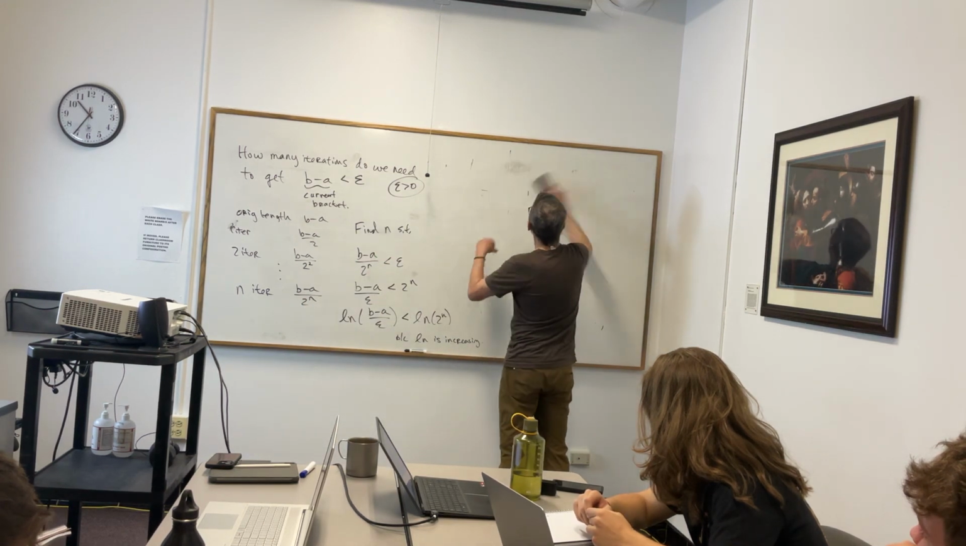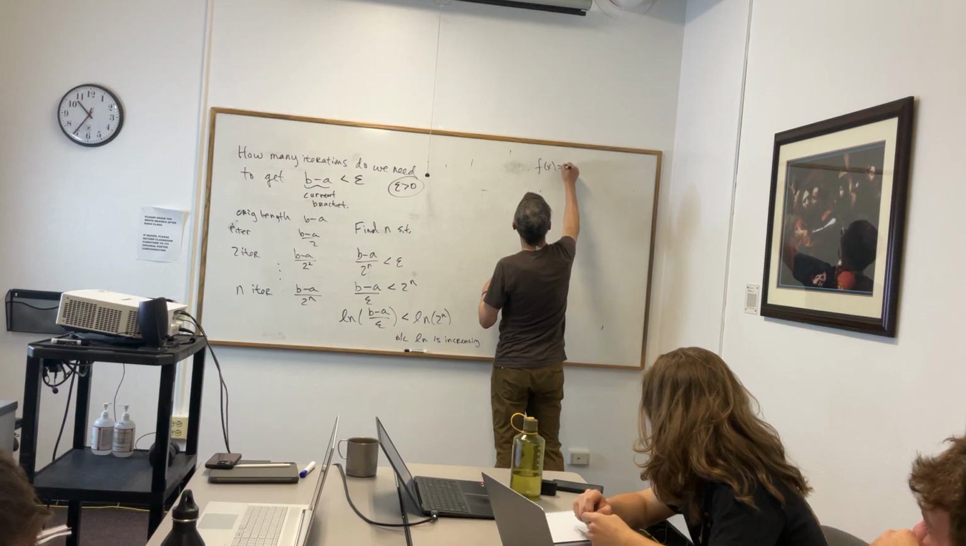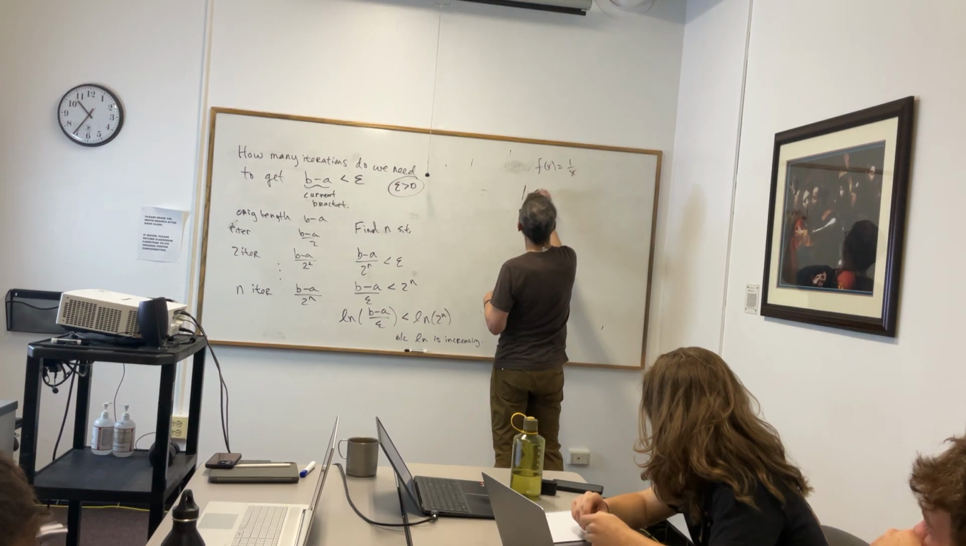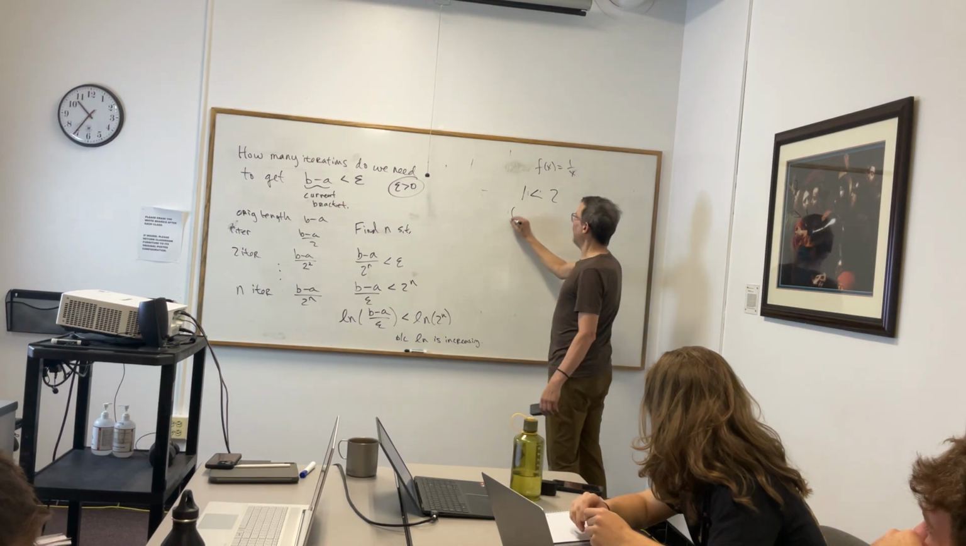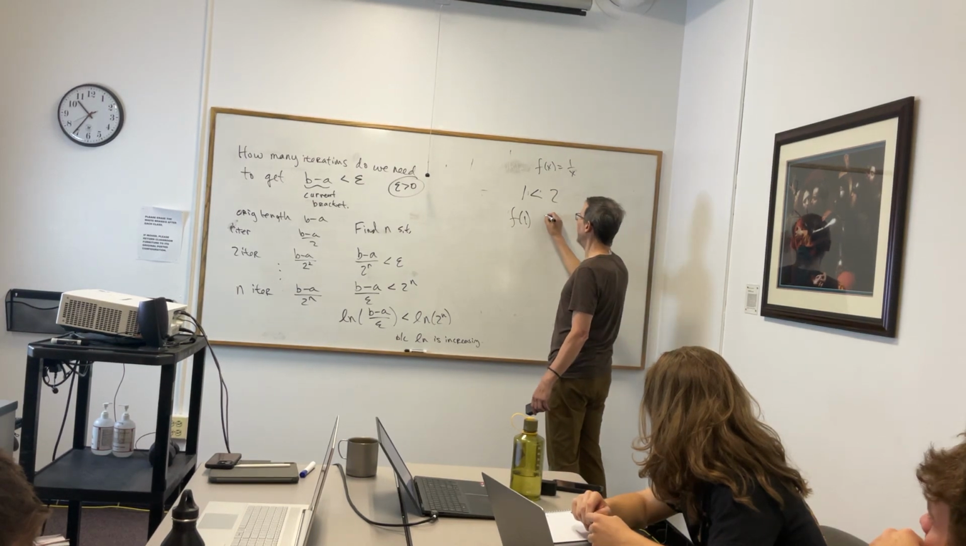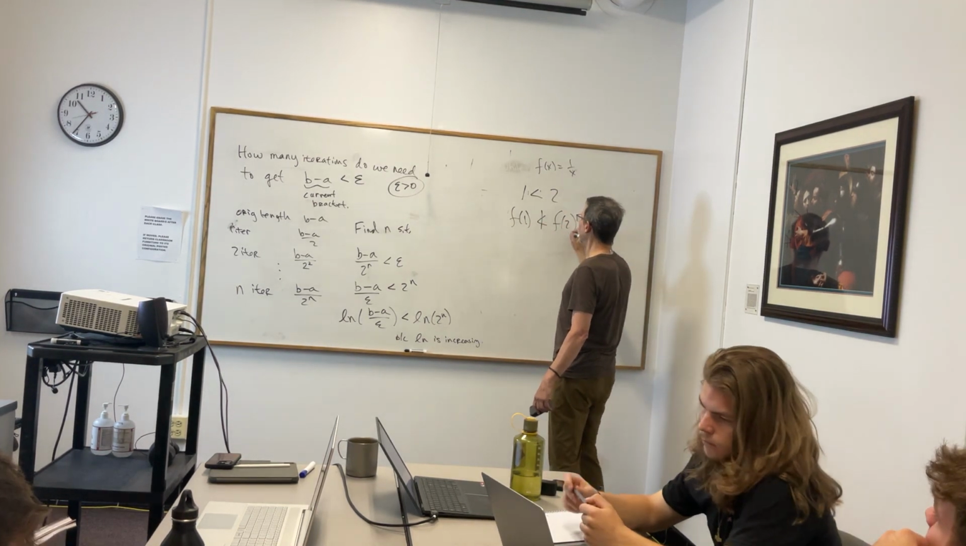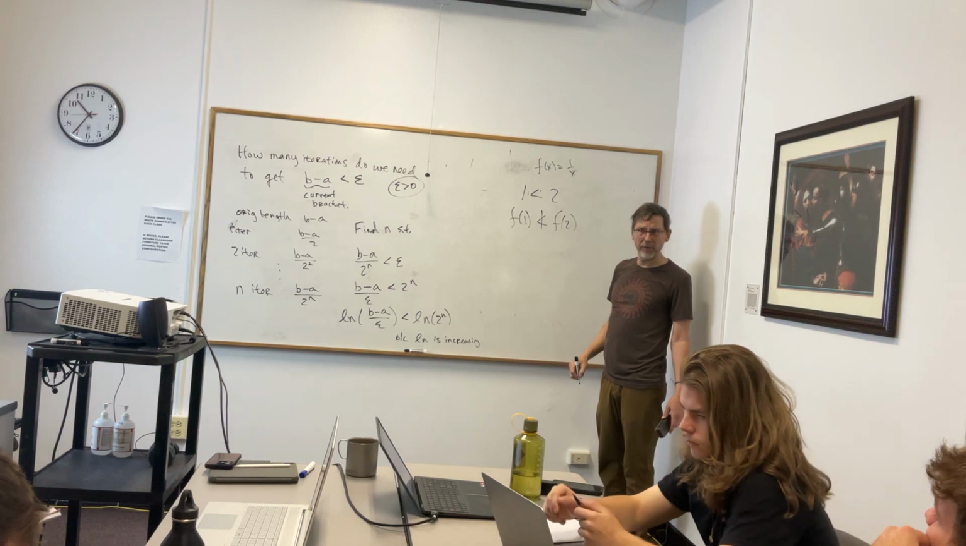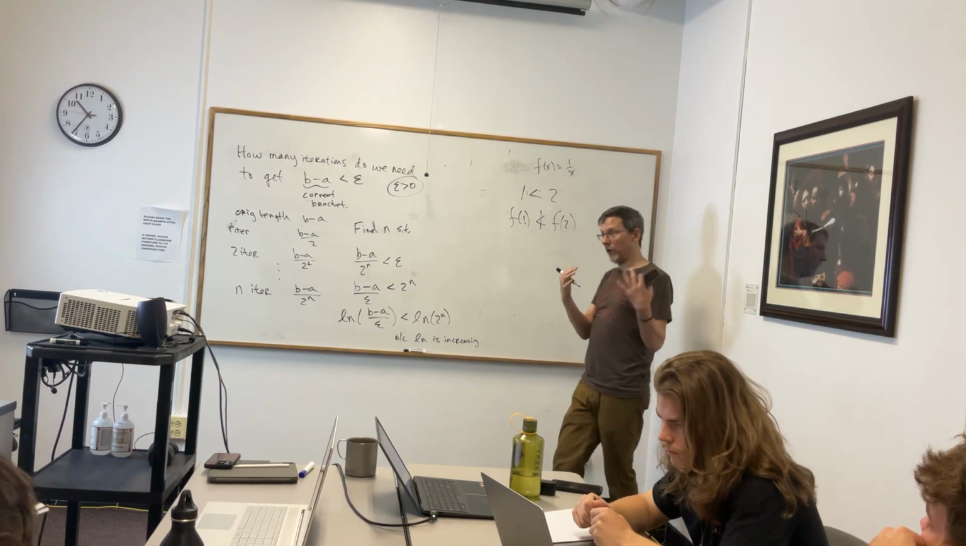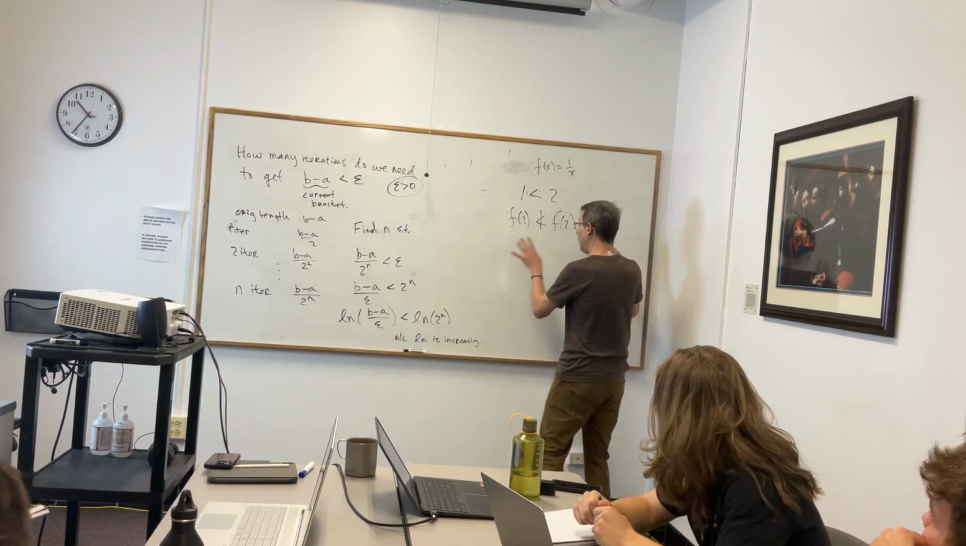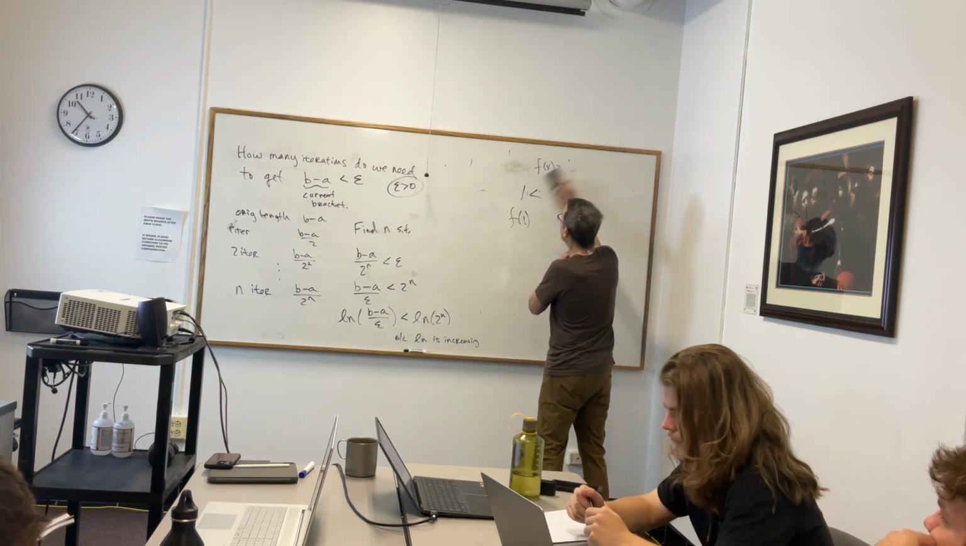What if I had f of x is 1 over x? And then I know that 1 is less than 2, but f of 1 is not less than f of 2. In fact, the inequality flips. So you got to just be careful about your functions when you're working with inequalities. You need to know something about them.